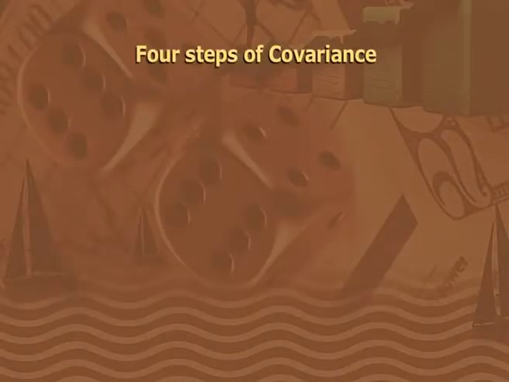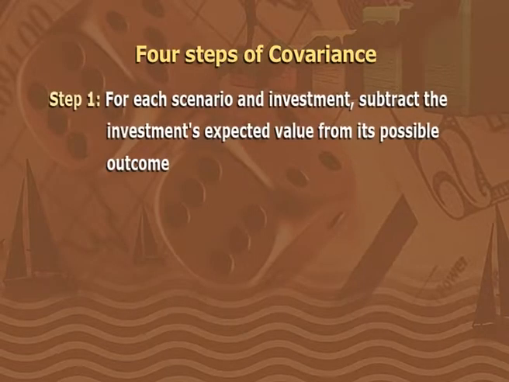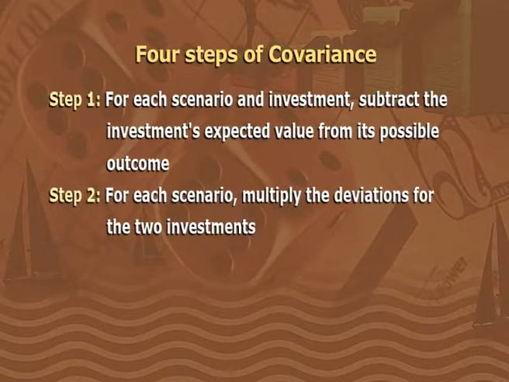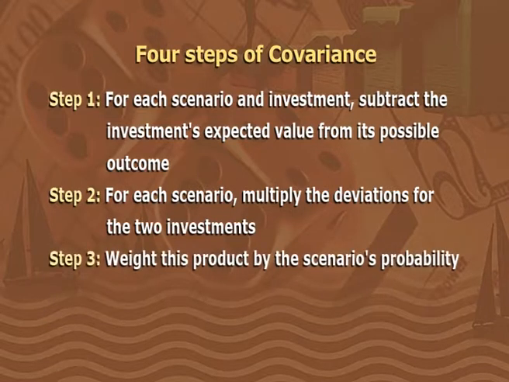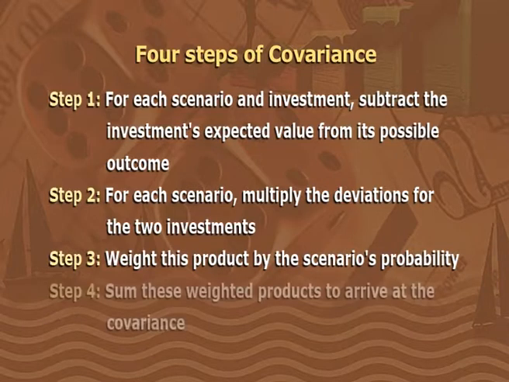Covariance in this example is calculated in 4 steps. Step 1. For each scenario and investment, subtract the investment's expected value from its possible outcome. Step 2. For each scenario, multiply the deviations for the 2 investments. Step 3. Weight this product by the scenario's probability, and step 4. Sum these weighted products to arrive at the covariance.